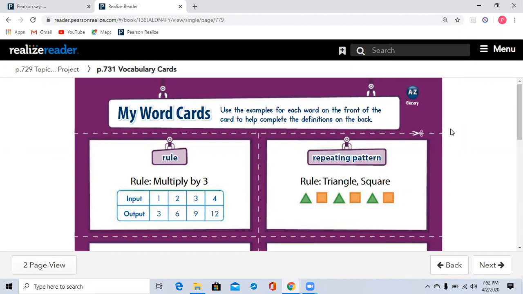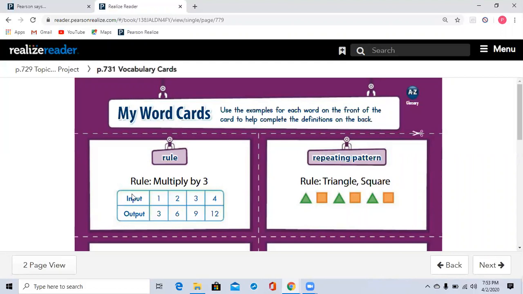Today we're going to start topic 14, algebra. Generate and analyze patterns. If we look at the first word card that is found in your book on page number 731, you will see that we have a rule, multiply by 3. We have a set of data given to us. We get an input and an output.